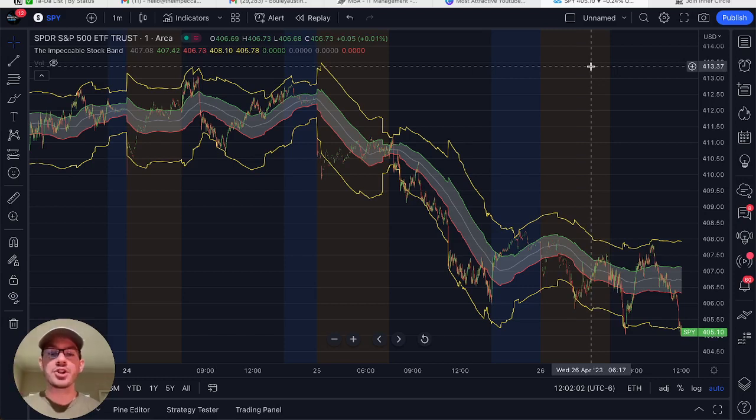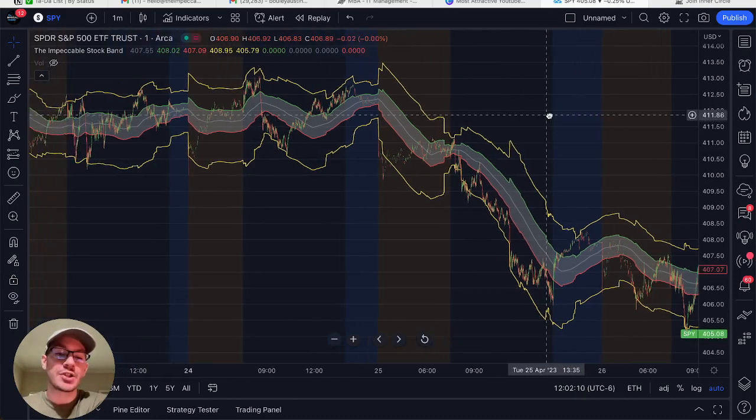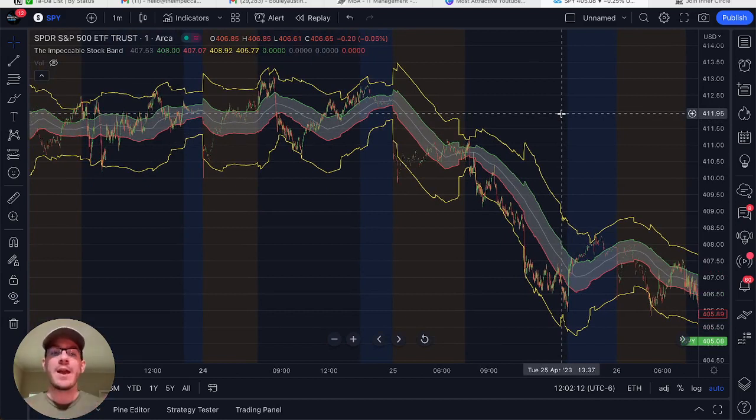Hey guys, what's up? I want to show you how to trade zero DTE credit spreads using the trending band indicator, which is using trend following. So again, guys, it's quite simple. Actually, all you need to do is pull up your favorite ETF.